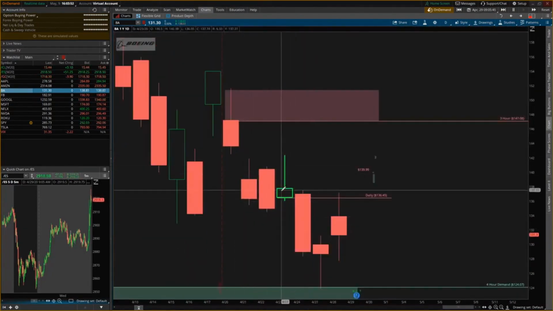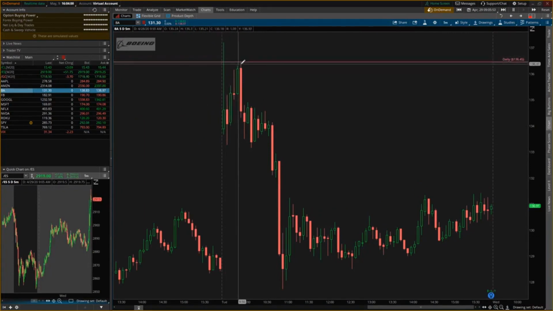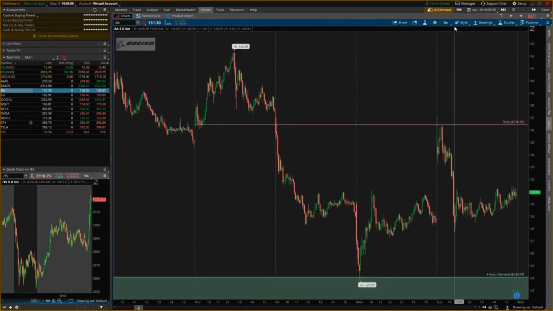We have drop, base, drop, supply at 136.45. I think we rejected it yesterday. Yeah, so this was a daily supply. We rejected it pretty well yesterday, so this was a great trade. So now I'm on daily.